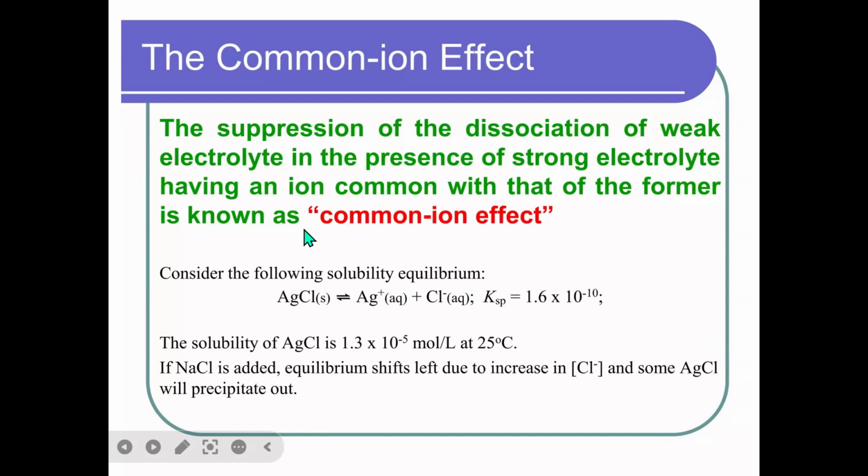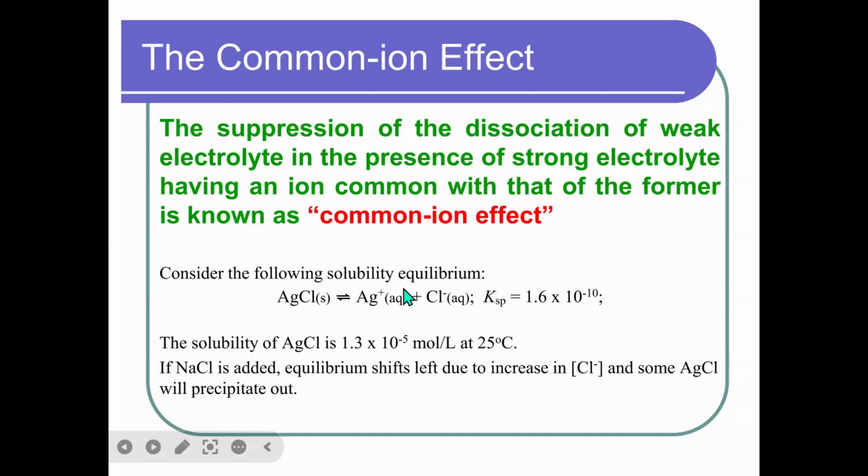So generally, as we said, equilibrium is achieved when you have partially soluble solutes or weak electrolytes. When you have another salt or strong electrolyte that has an ion common with the dissociation of the weak electrolyte, or the partially soluble electrolyte, that ion reduces or suppresses the dissociation of the weak electrolyte. So that is what is described as the common ion effect.